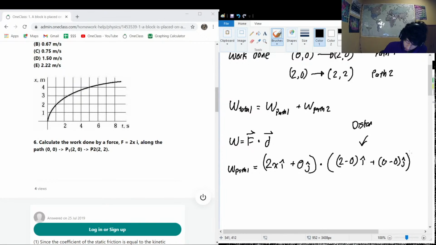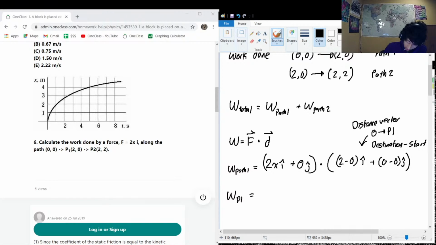Distance vector from origin to P1. Always do destination minus start. Okay, so let's just call that P1.